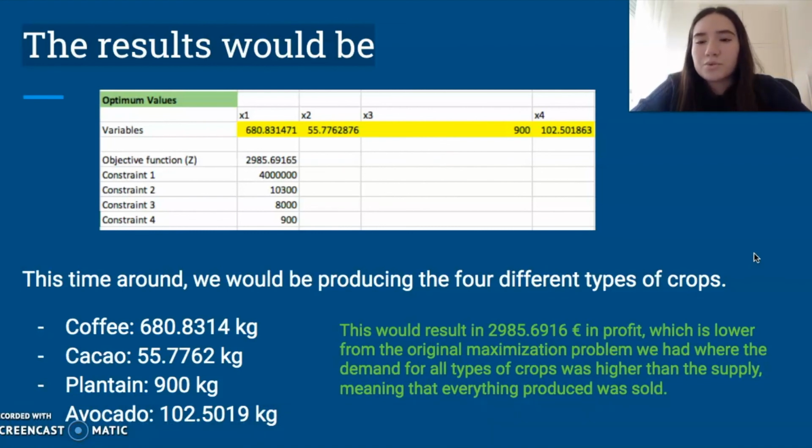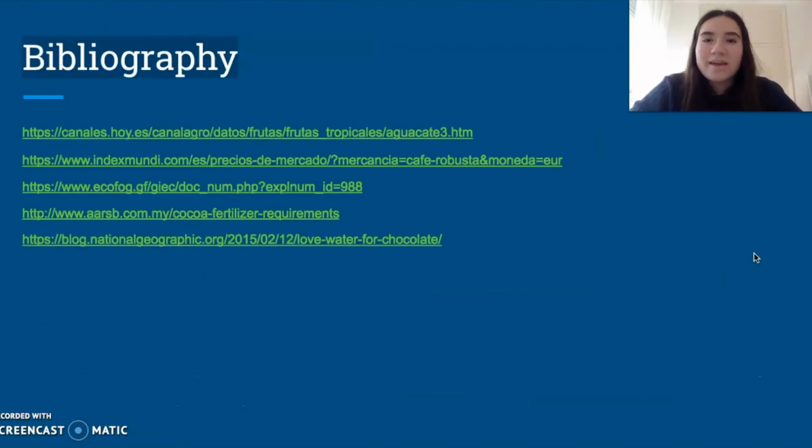The farmer would need to produce 680.8314 kilograms of coffee, 55.7762 kilograms of cocoa, 900 kilograms of plantain, and 102.5019 kilograms of avocado. These would result in 2,985.6916 euros in profit, which is lower than the original maximization problem we had, where the demand for all crops was higher than the supply, meaning that everything we produced was sold. That's it, and thank you.